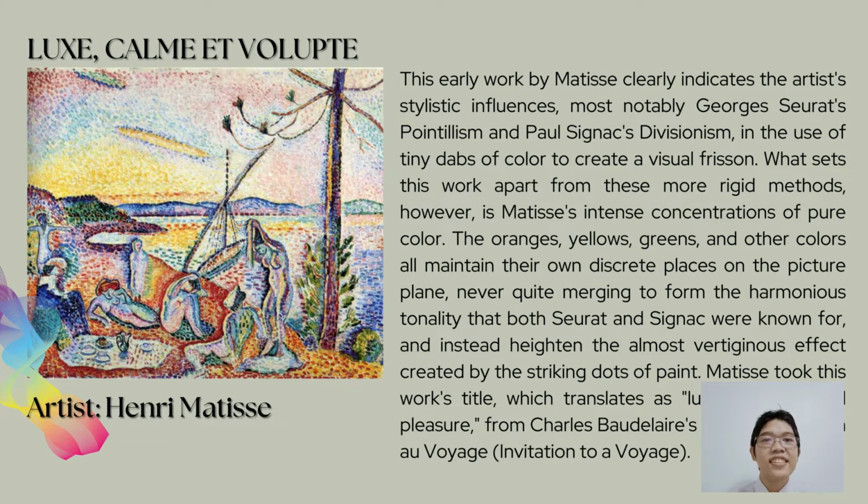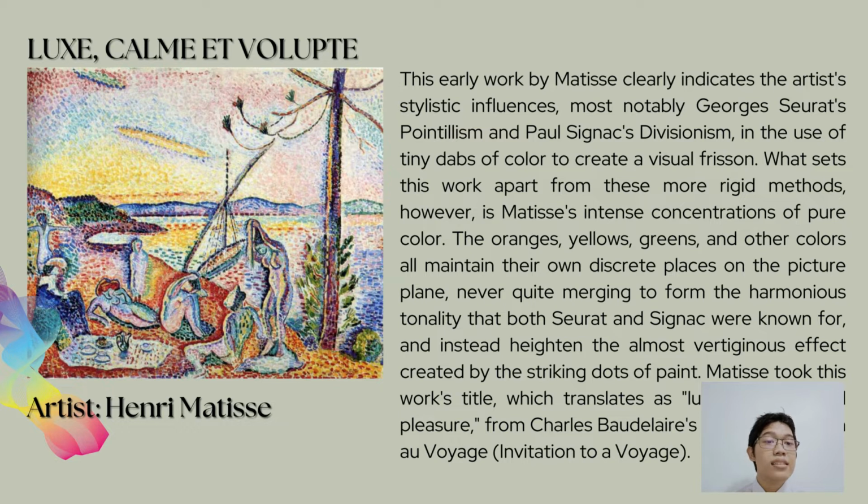This early work by Matisse clearly indicates the artist's stylistic influences, most notably Georges Seurat's Pointillism and Paul Signac's Divisionism, in the use of tiny dabs of color to create a visual vision. What sets this work apart from these more rigid methods, however, is Matisse's intense concentration of pure color. The oranges, yellows, greens, and other colors all maintain their own discrete places on the picture plane, never quite merging to form the harmonious tonality that both Seurat and Signac were known for, and instead heighten the almost vertiginous effect created by the striking dots of paint.